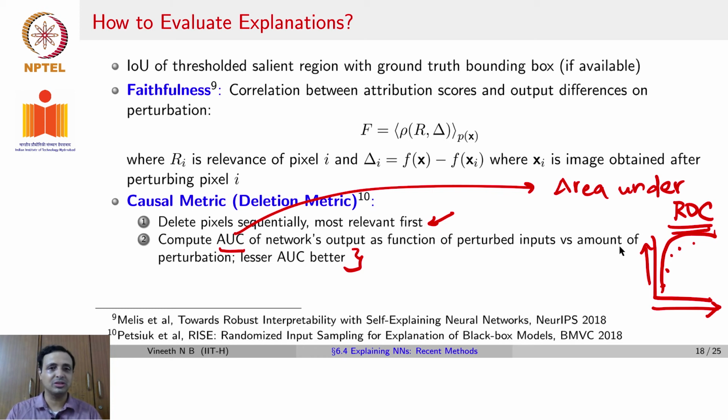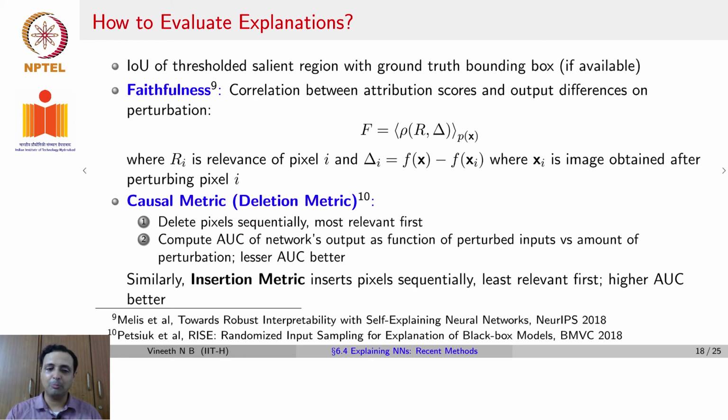So if you remove the most relevant pixel and plot an ROC curve the way we saw it here, which means you perturb the input and see how much the output changes, and you plot this as a curve, you would want the AUC to be low after removing the most relevant pixel. You could also look at this complementarily and see it as an insertion metric, where you insert pixels sequentially, least relevant first. In this case, a higher AUC is better, just the way we spoke about it for the deletion metric.